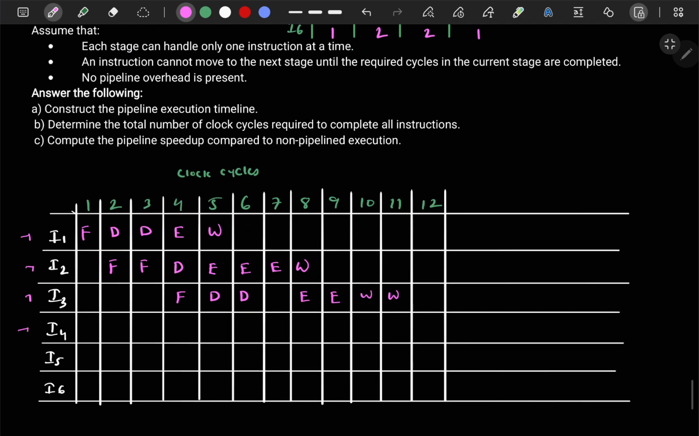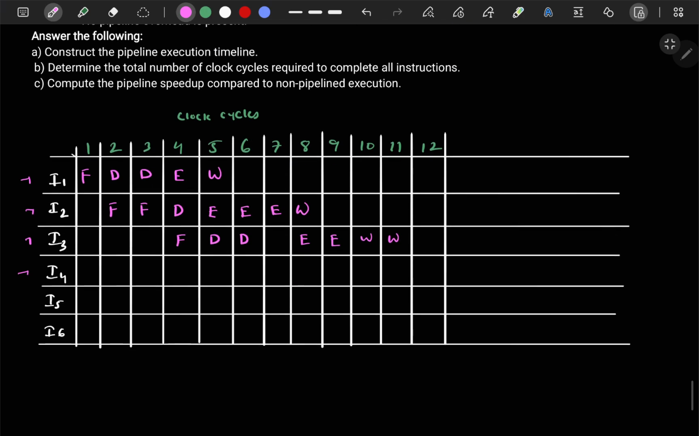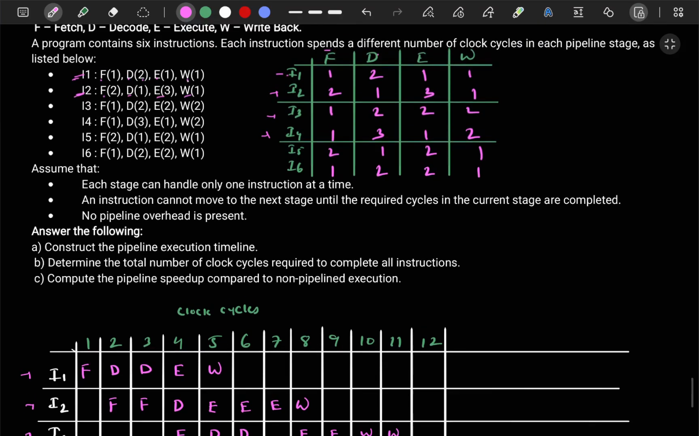So for I4, 1 cycle is required for fetching. Can I start from here? No. Can I start from here? No, because I2 is utilizing it. Still I2 is utilizing the fetch phase, and I3 is utilizing the fetch phase now. So you have to start your fetching from the 5th clock cycle. I4 will start its fetching from the 5th clock cycle. How many cycles is it taking? Only 1 cycle. So it's fine now.